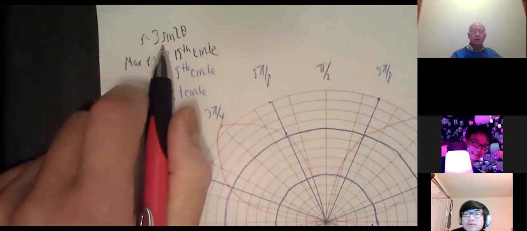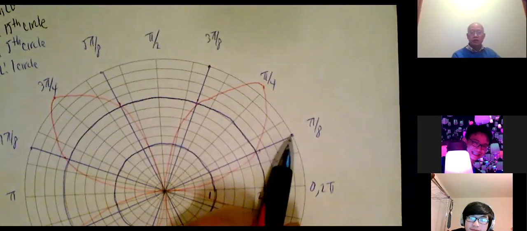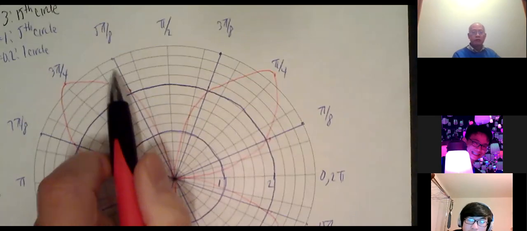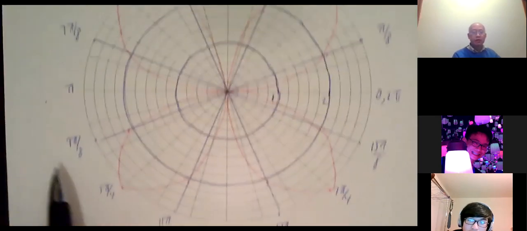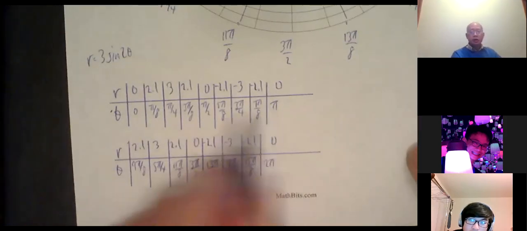Okay, so your chart should be twice as big. It's 2 theta, so cut this in half, 5/8. Cut that in half, 3 5/8. All the way around, 5 5/8, 7 5/8, 9, 11, 13, 15, and so on. And my chart is twice as big.